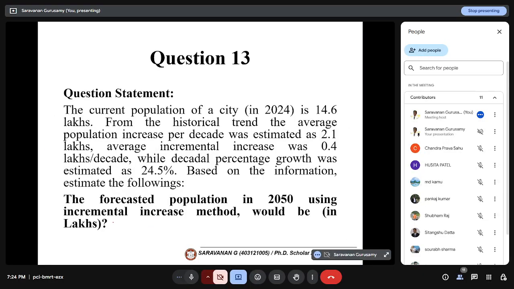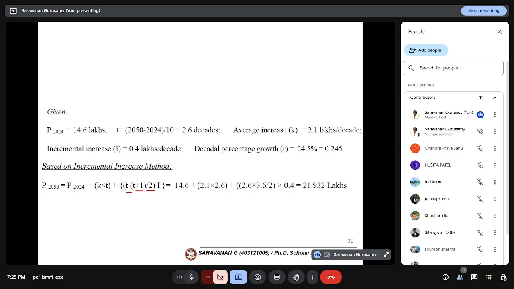The third question is the incremental increase method. How to find it? Same as the arithmetic increase method, Pt equals P naught plus kt. Simply multiply k into t. Every decade's increase of 2.1, we have to multiply anyway. Plus there is an increase of 0.4 lakh per decade in the increase, so that also we have to take into account. So the formula is t into t plus 1 by 2 into I. So 2.6 into 3.6 by 2 into 0.4 lakhs per decade is the increment in the increase. So this also we have to add with our arithmetic increase value. So the answer is 21.932 lakhs. Are you getting this?